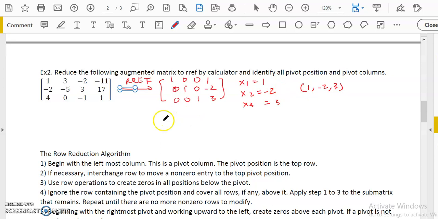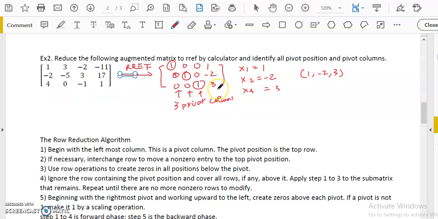Okay. But our goal is to identify all pivot positions. So you can see that this is a pivot position, this is a pivot position because it's the first non-zero entry. And this column has a pivot position. I have 3 pivot columns. Okay. So remember, it's a decimal matrix.